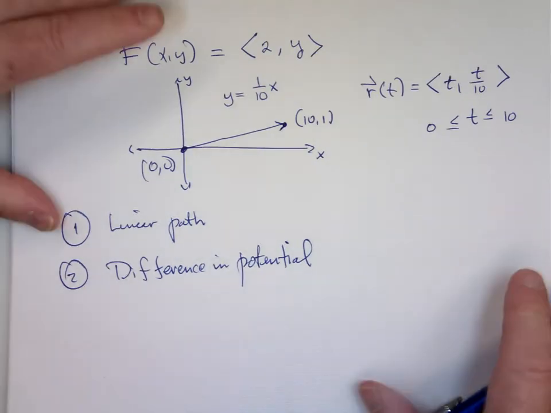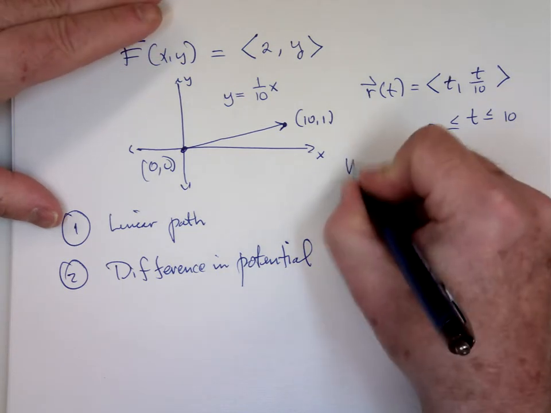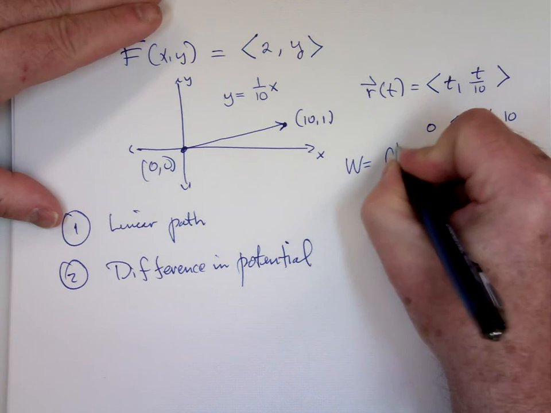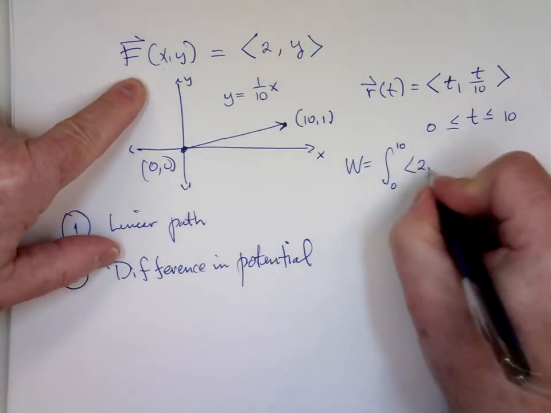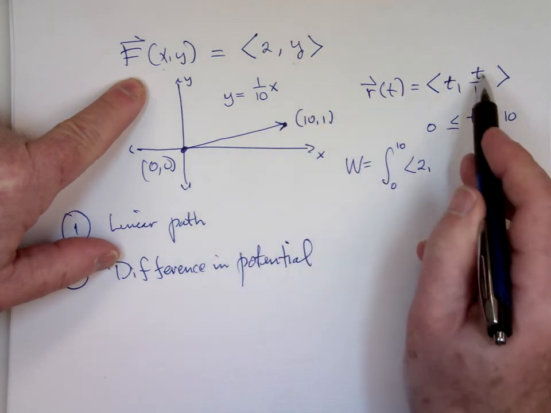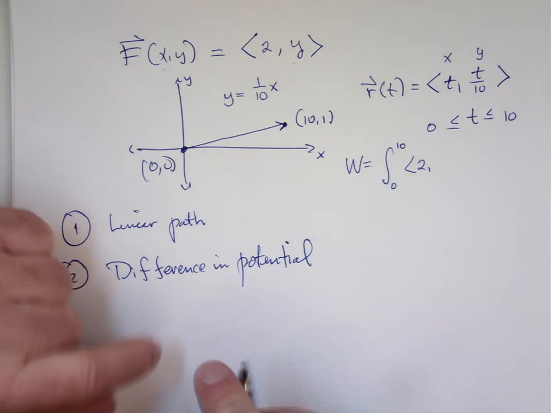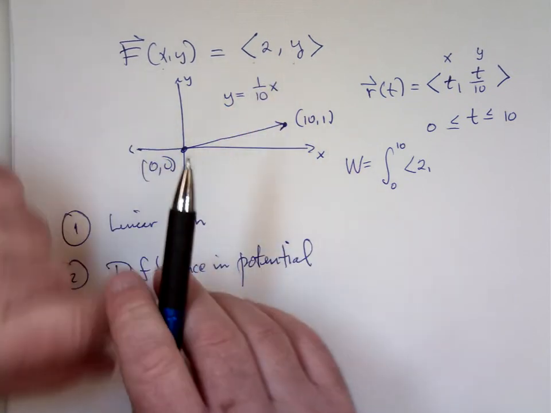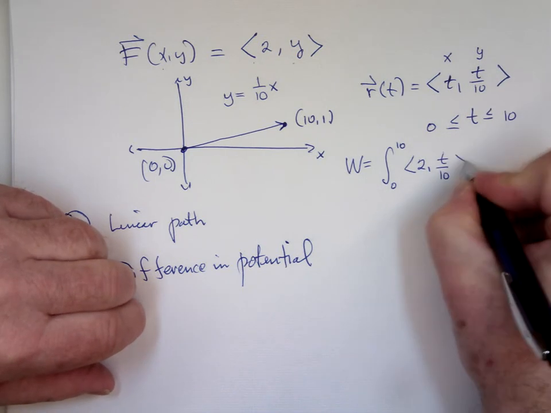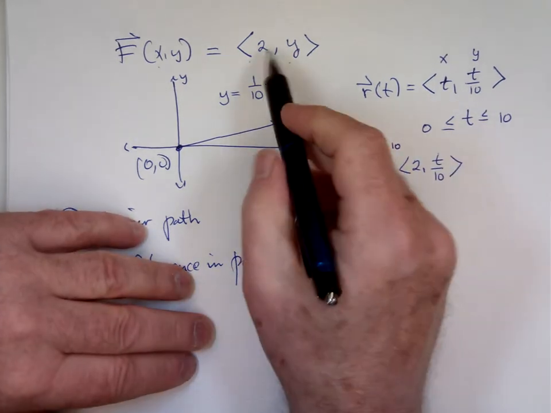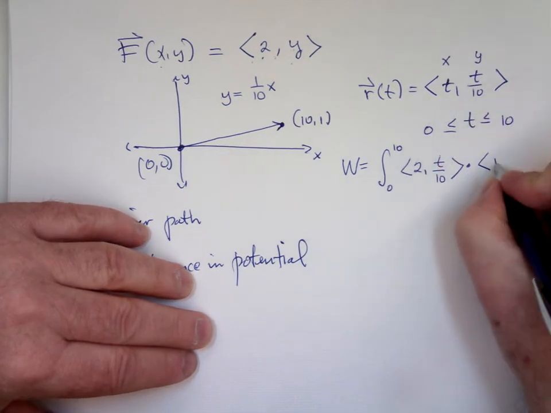Once we have that, let's do the problem. The problem is to find the work, 0 to 10. The field is 2y. Well, 2 doesn't change, but the y is t over 10. Remember, your path gives you the x and y components that you're going to use for your field to set up the parameterization of the field. The y is t over 10. It's 2y, and here's y, dot r prime, 1/10 dt.